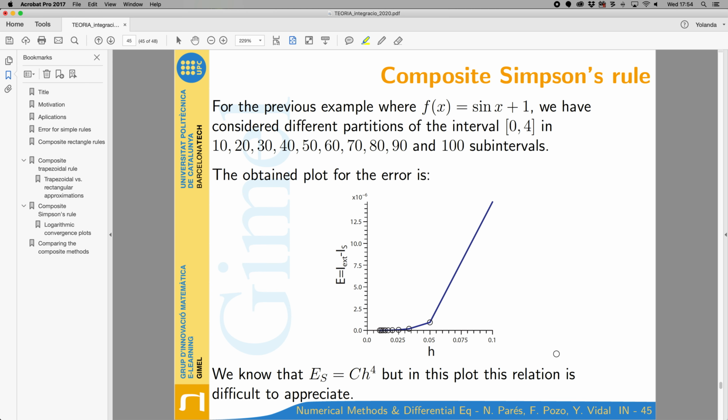Here we are plotting the error just to give you an idea, and if you just plot h versus the error, of course you will see that as h goes down to 0, your error goes down to 0, and it really looks like a fourth order polynomial, but it's very difficult to appreciate here if it's a polynomial of degree 4 or a parabola. So that's why we will talk a little bit about the convergence graphs in a few seconds.